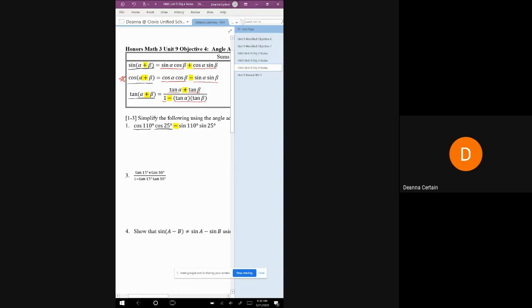So this guy right here is what I'm looking at. That's the one that it pairs closely to. And in this case, it pairs almost exactly. So we know that this becomes cosine of alpha plus beta, 110 plus 25 degrees.